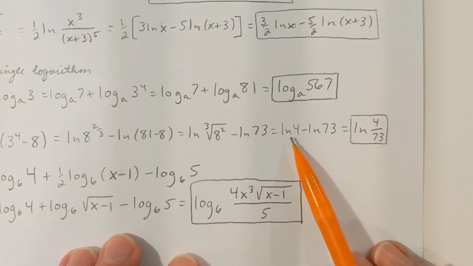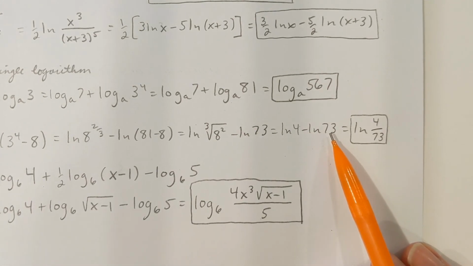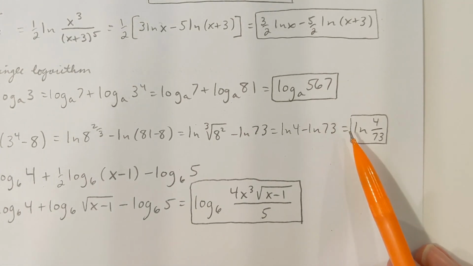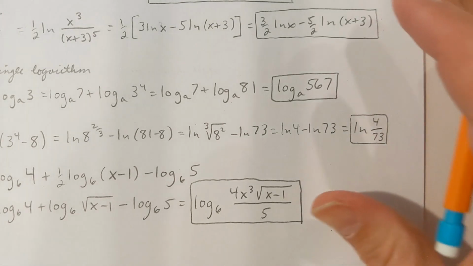And now I'm looking at ln 4 minus ln 73. I'm ready to get my single logarithm by dividing the inner terms. I'm using law 2. So the ln of 4 over 73 would be my answer. There's my single logarithm there.